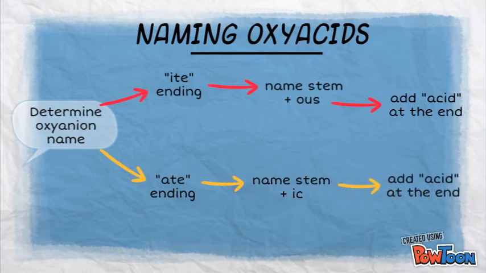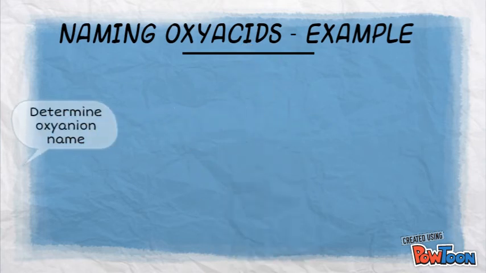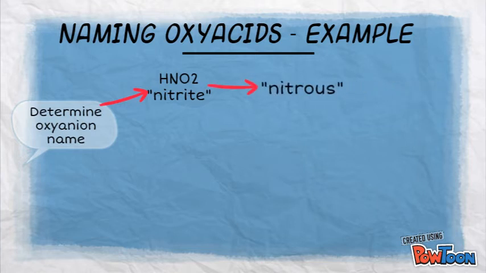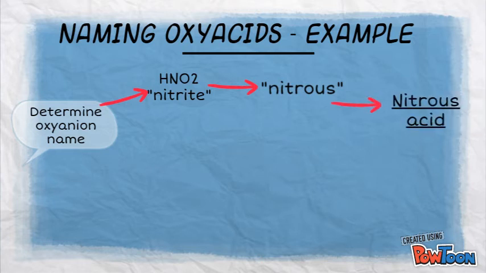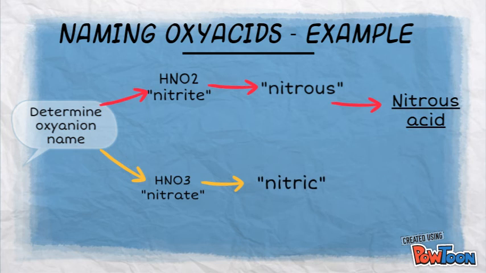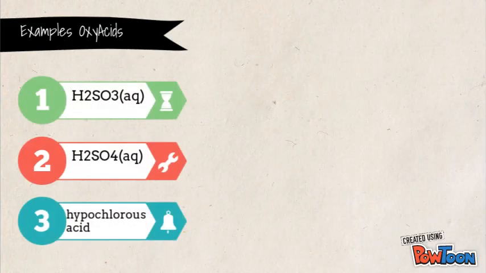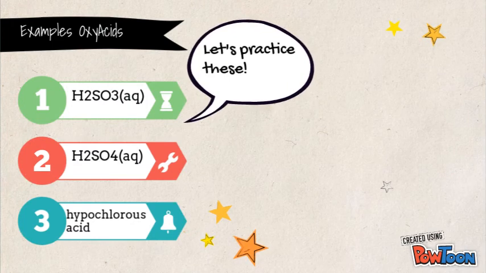Examples of these would be if you had the formula HNO2, it has nitrite in it, so the stem plus us would be nitrous, and then you add the acid to be nitrous acid. The example for the ate version would be HNO3, which has nitrate. You would take the stem plus ic to be nitric, and then add acid to be nitric acid. Notice that there are not any hydros for the oxyacids, only the stem plus the ending plus acid. Take a look at the examples for oxyacids, write them down, and see what you think.